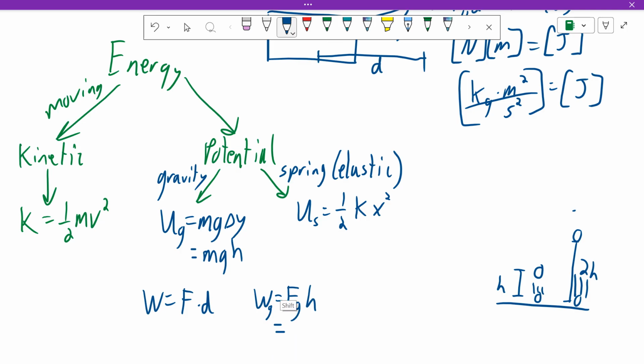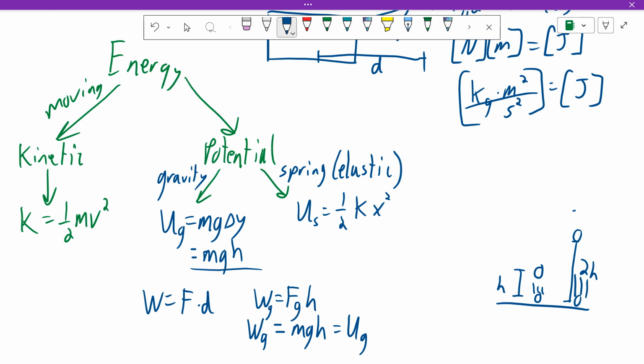If I plug everything in, Fg is equal to mg. My height is there, and you'll notice that, oh, work G, mgh, that looks familiar. That looks like U sub G. So that's how we get these equations. We're just plugging into this force times displacement. The same thing happens with the spring.